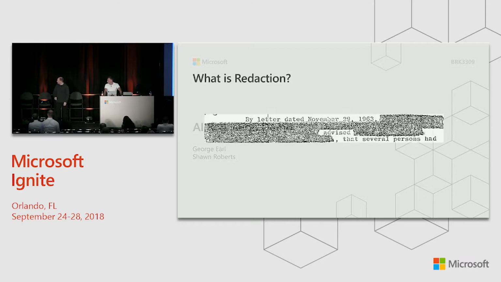So first we'll talk about what is redaction. When we talk about redaction, it's kind of what we're showing in the picture here, where somebody went through a document and used a black Sharpie or something to take out a bunch of the content. They do that for either security or legal purposes.